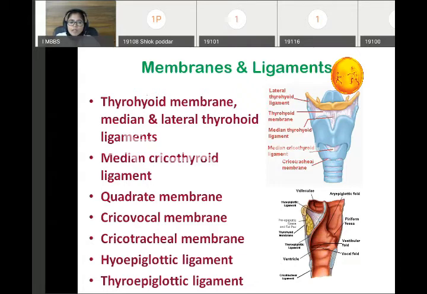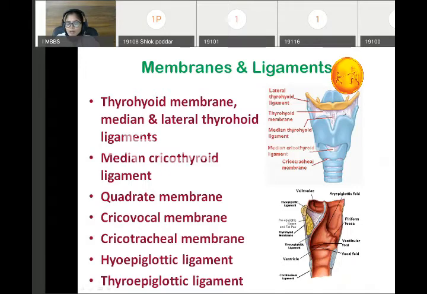Membranes and ligaments of the larynx. There is a thyroid membrane we have seen between the upper border of the thyroid cartilage and the hyoid bone. This is the body of the hyoid and this is the cornua of the hyoid bone. So between the hyoid bone and the upper border of the thyroid cartilage, one membrane we have seen.